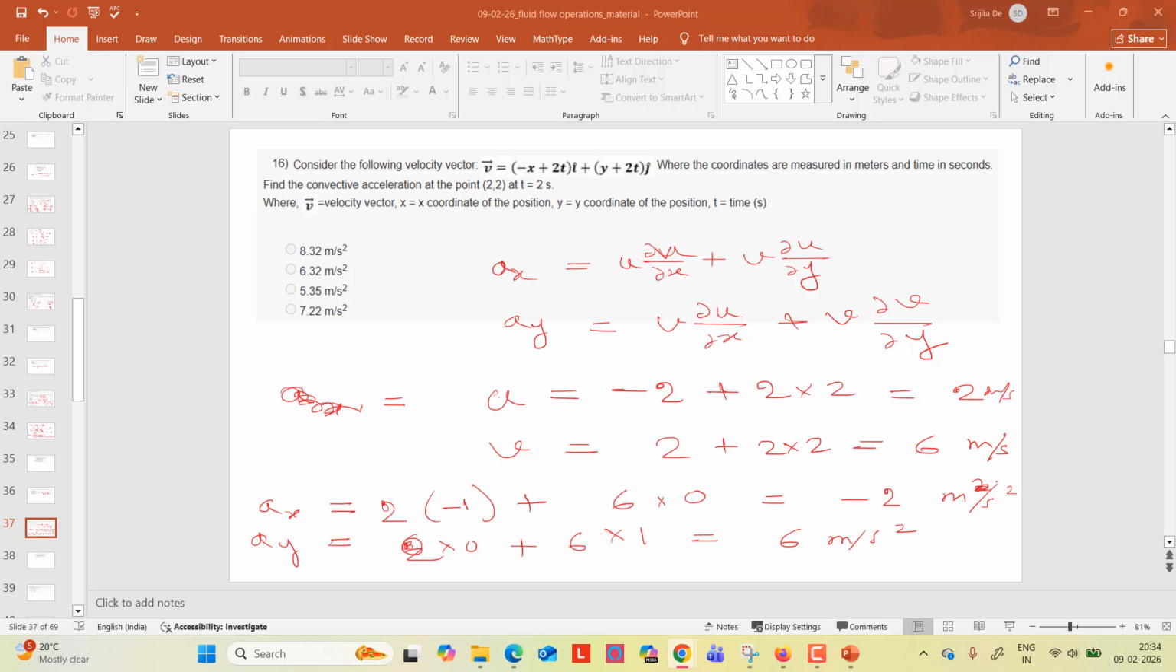So the convective acceleration term A is root over ax square plus ay square, which is minus 2 square, that means 4, plus 6 square, 36. That is 6.32 meter per second square. So that is option B.